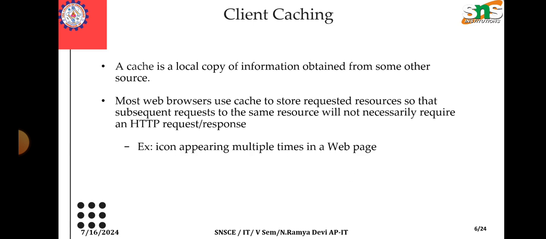And the next concept is client caching. A cache is a local copy of information obtained from some other source. Most web browsers use a cache to store requested resources, so that subsequent requests to the same resource will not necessarily require an HTTP request or a response. For example, an icon appearing multiple times in a web page.